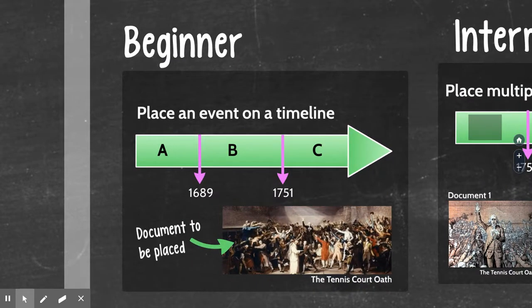A beginner version of this question will just ask students to place an event on a timeline. In this case, they're given a document, which is the Tennis Court Oath, and they'll have to decide if it comes before 1689, after 1689 but before 1751, or after 1751. So in this case, the answer is simply C. Students will write C or circle C or anything like that.